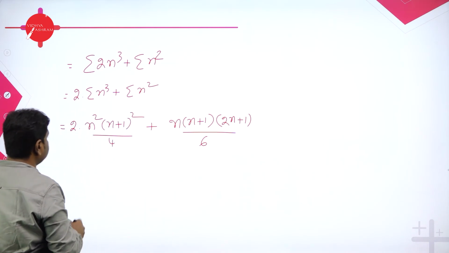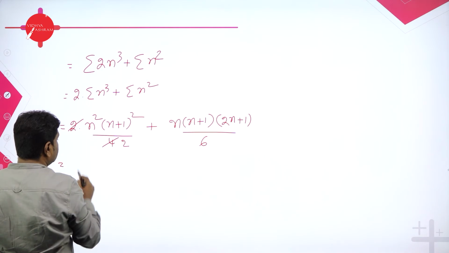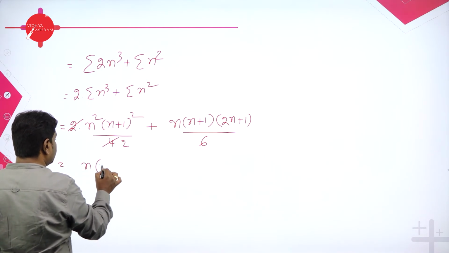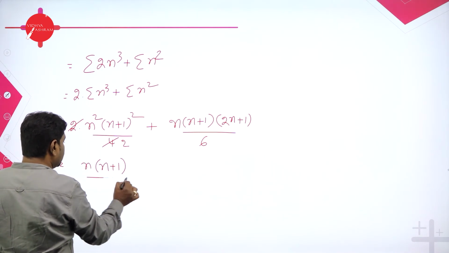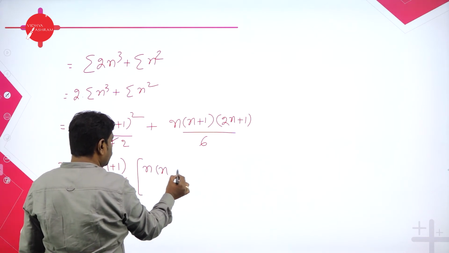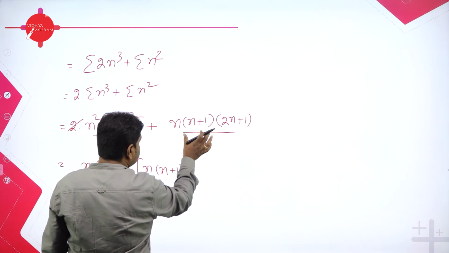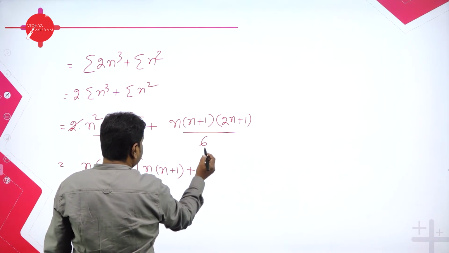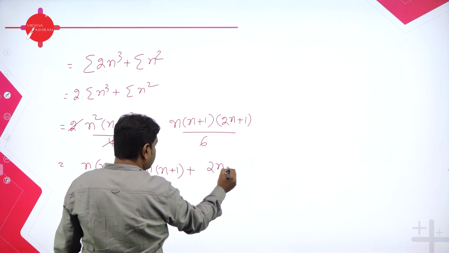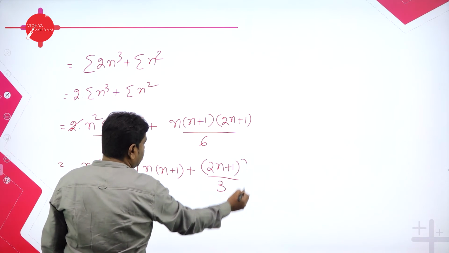Further, you can simplify this. 2 1s are 2, 2 2s are 4. And what is common? I can take out n into n plus 1 common. By 2 also I will take common. So I will be left with n into n plus 1, one more term, and by 2 is already out, plus here n into n plus 1 is out, so only 2n plus 1 is left. Divided by 2 is taken common. So it will be 3.